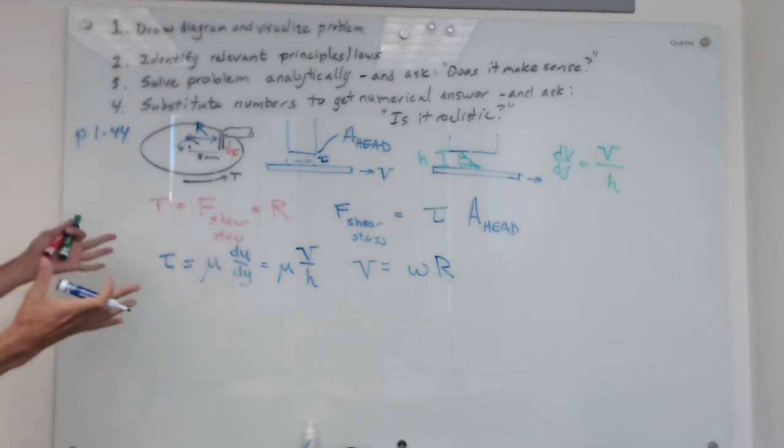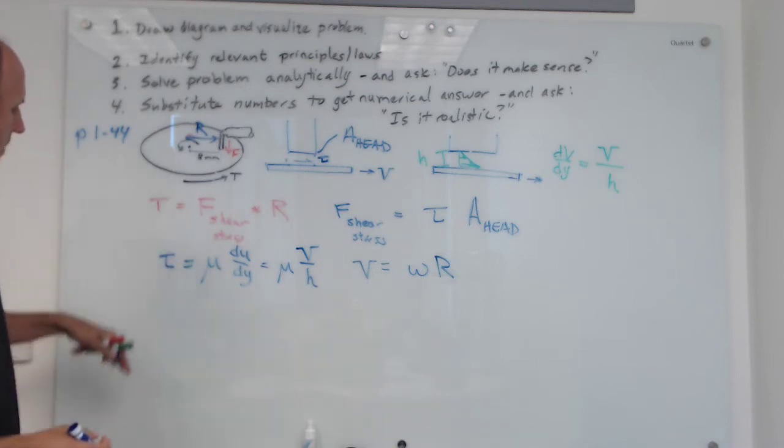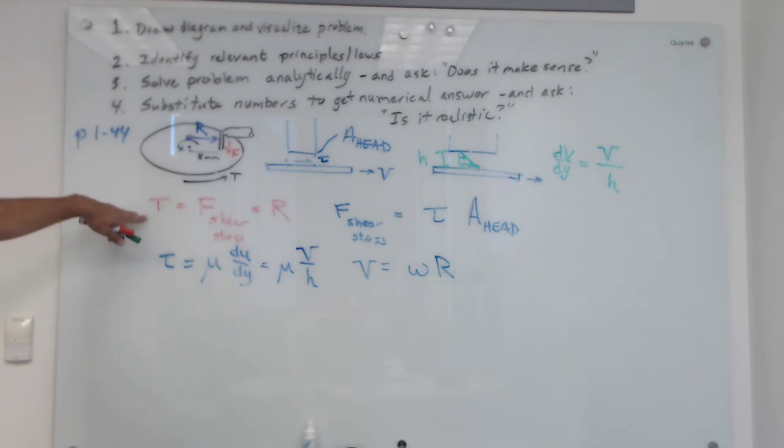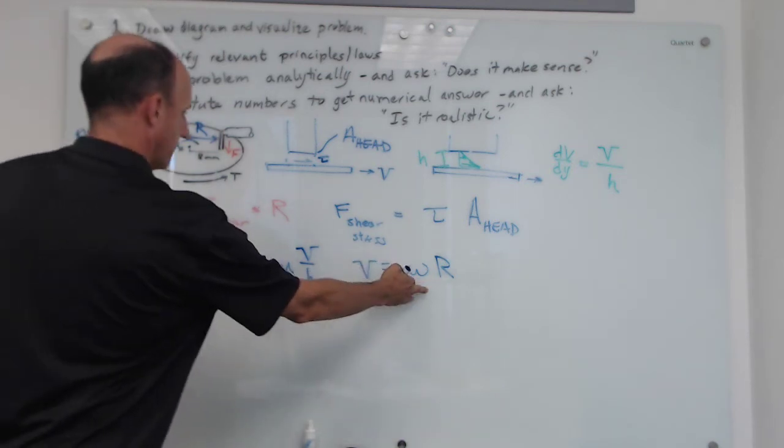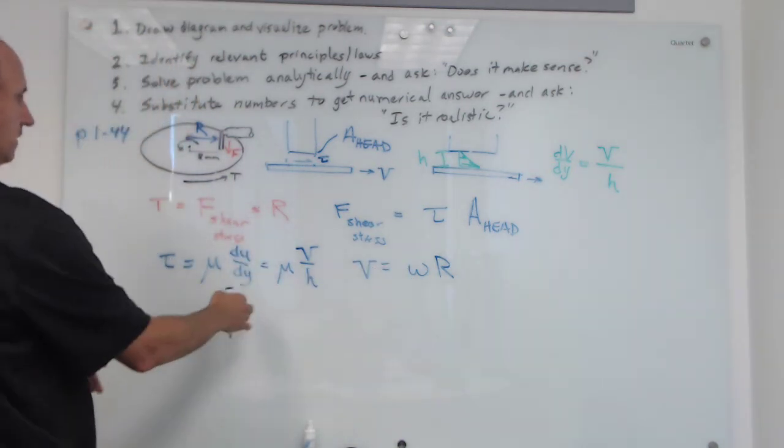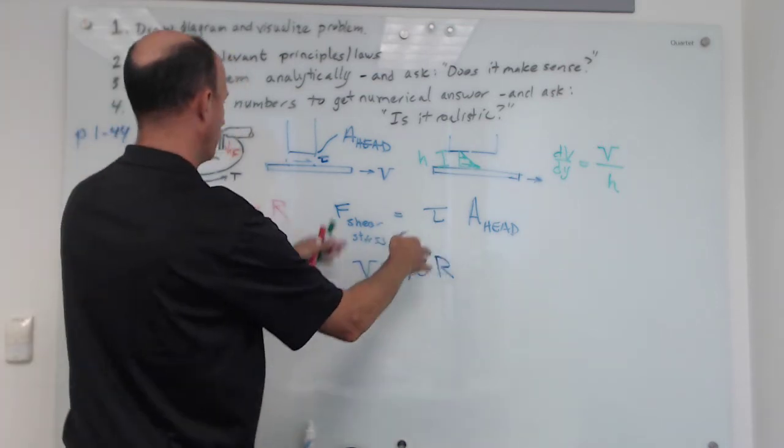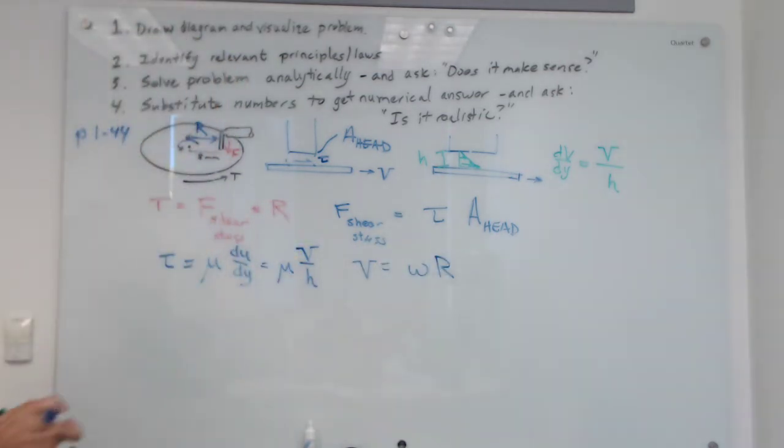Okay, so that's the distance from the center of the disk to where the head is located on the disk. So these are the ideas that need to be assembled in order to solve this problem. So why don't we do that now? We put this expression into here, we put this one into here, we put this one into here, and then we have an expression for tau. Okay, so let's do that.